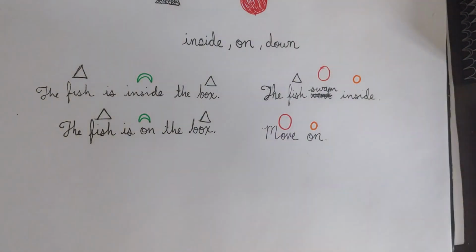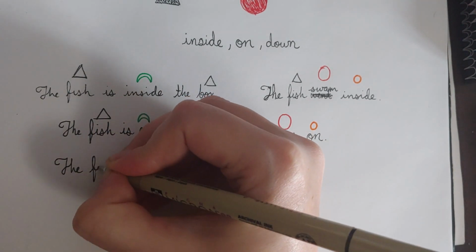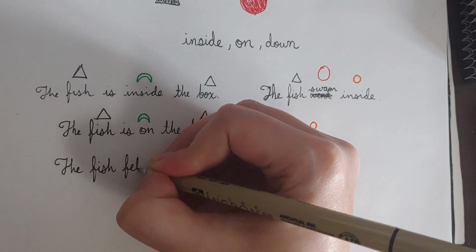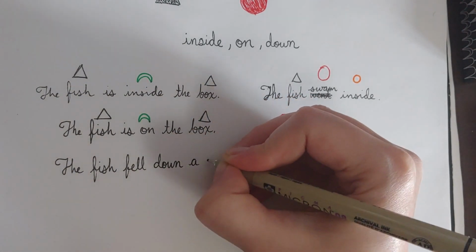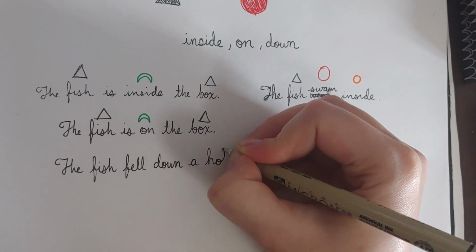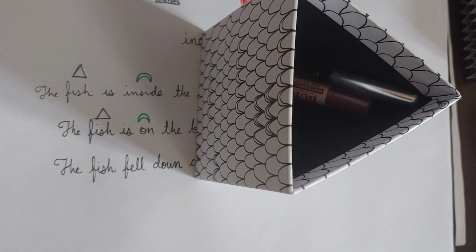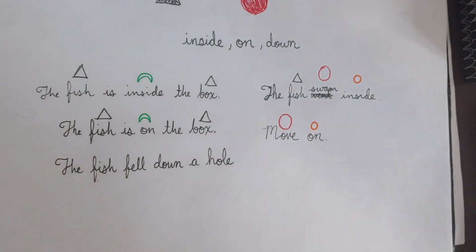If I say, the fish fell down a hole. Ready? Fish. Let's get a hole that he can fall down. Here's a hole. Fish fell down a hole. There he goes. In that sentence, let's check it out.